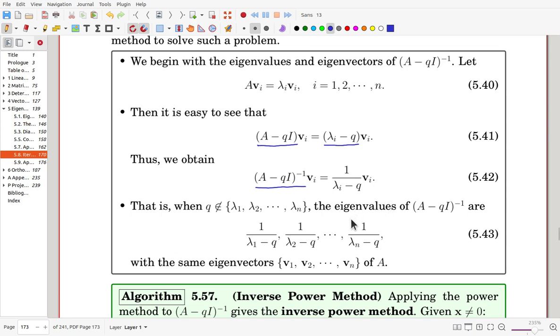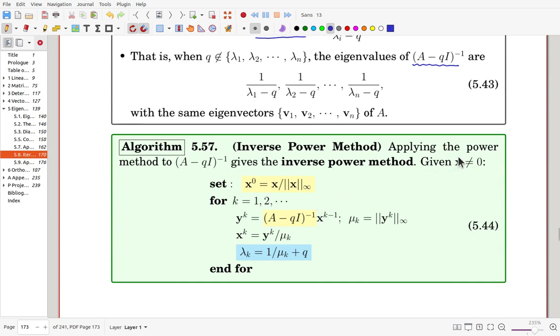So we can say here now eigenvalues of (A − qI)⁻¹ are these ones. Here, for example, lambda 2 is nearest to q, so because of these reciprocals, this value will be the largest one. So by using the power method along with this matrix, we can find this quantity and the corresponding eigenvector v2. So that's the idea. Here we have the algorithm.